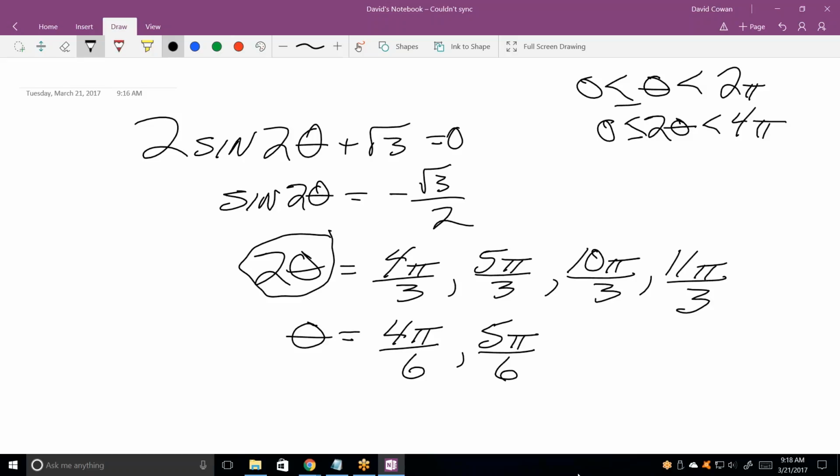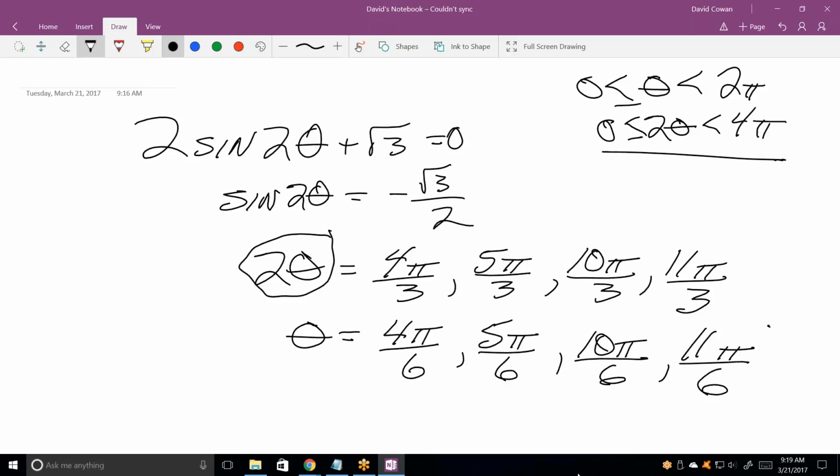And now notice that when I divide all 4 of these angles by 2, I'm back in my unit circle. 10 pi over 6 and 11 pi over 6. All 4 of those are in the unit circle. And that's the trick when you have these multiple angles. And at least this is the way I look at it. I suppose other people could look at it differently, but I expand the domain immediately, and that tells me how far to go out.